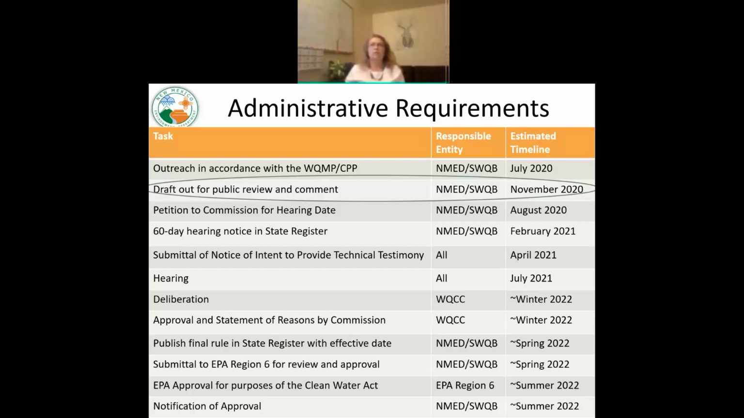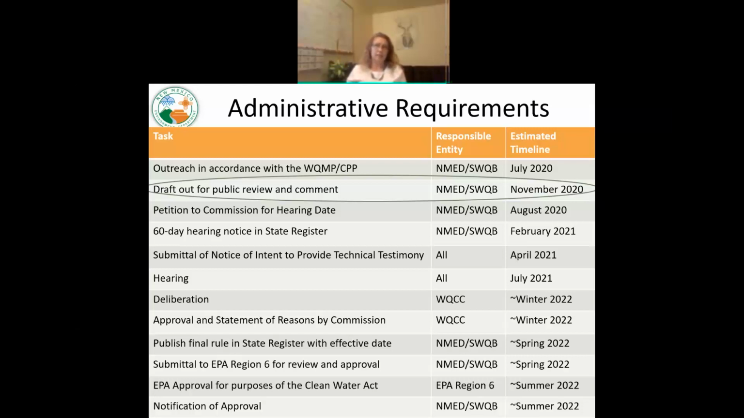So after the hearing, the Water Quality Control Commission will deliberate and will eventually render an order. This will be drafted as a final order, and it includes a statement of reasons for each of the amendments. The approved amendments are then codified in rule once they're published in the state register, and it's at this point that the amendments become effective for state purposes.